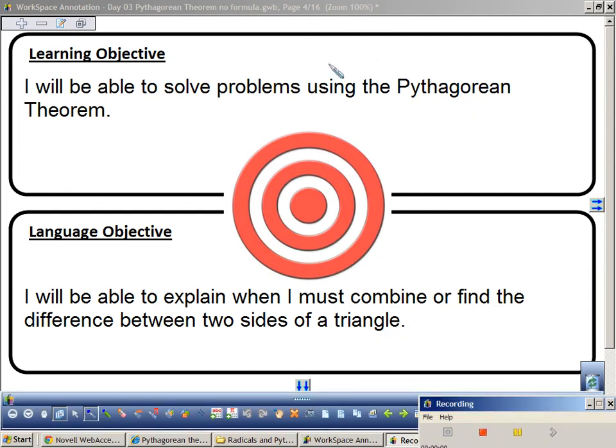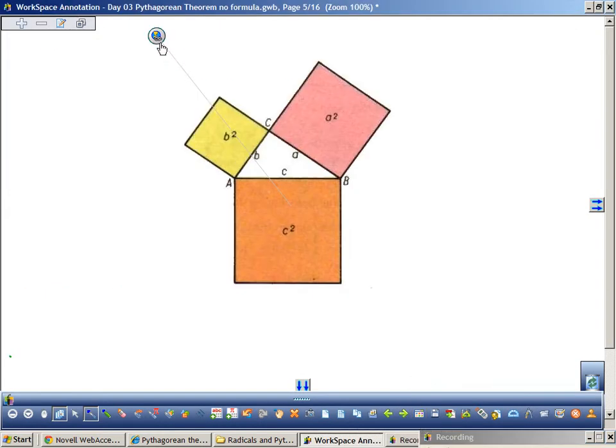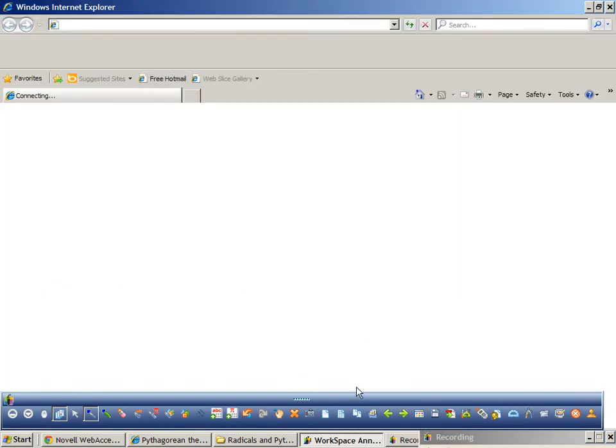So let's use the Pythagorean Theorem with absolutely no formula. Check this out.